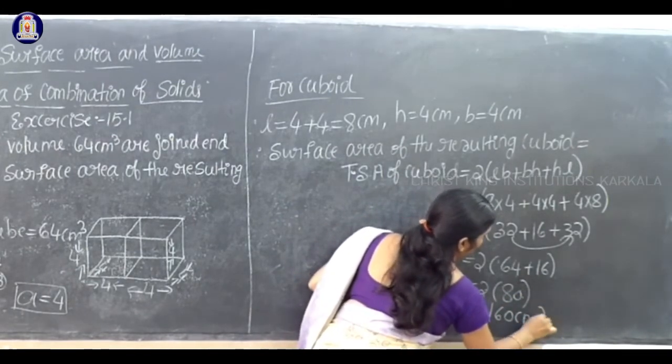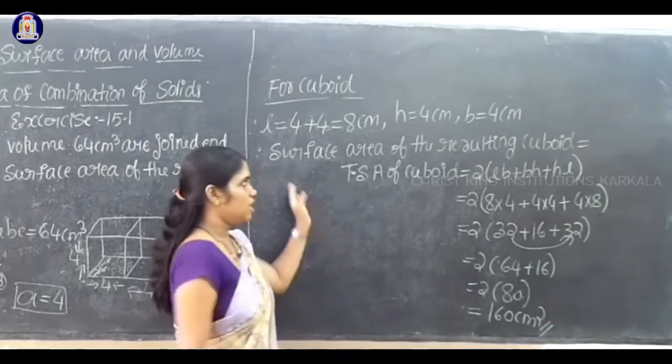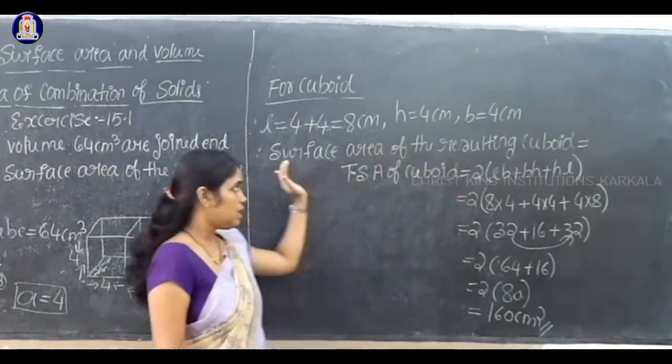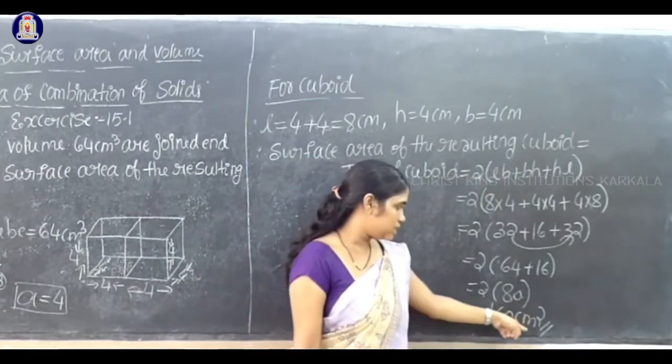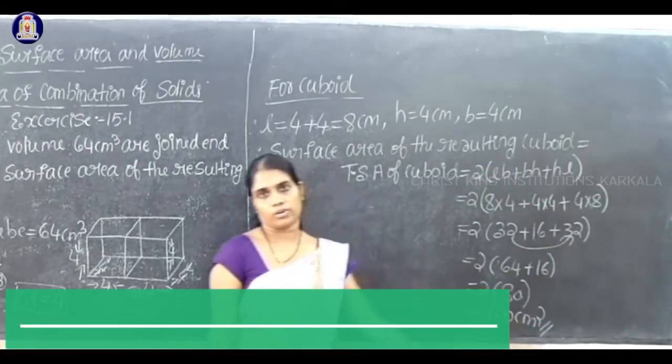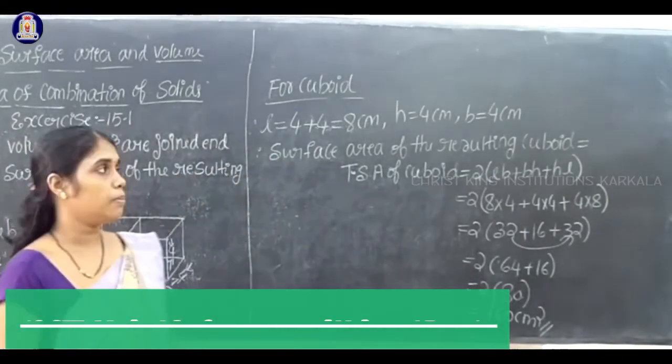80 into 2 is 160. So therefore, what is the surface area of the resulting cuboid? Surface area of the resulting cuboid is 160 centimeter square. So this is a 2 mark question, important question.